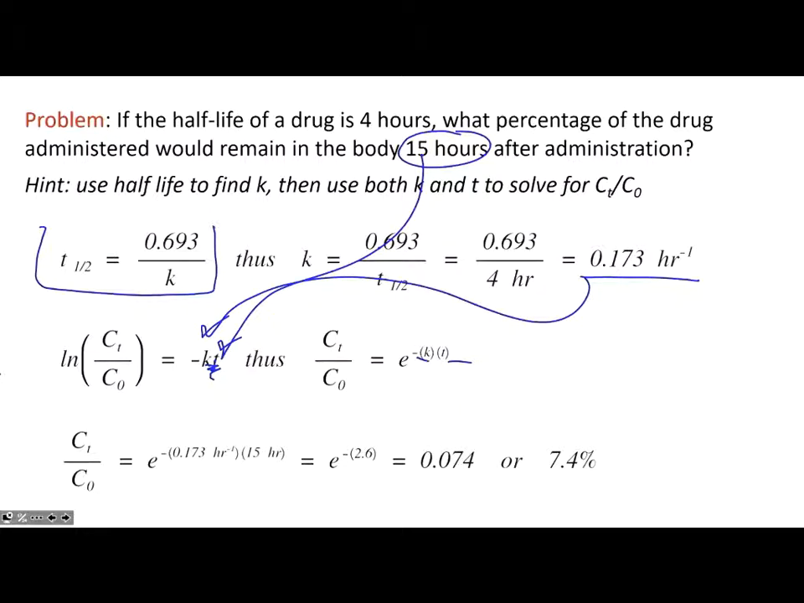So what we just said is that if a drug has a half-life of 4 hours, then after 15 hours, which is multiple iterations of the half-life, how much of my initial dose is left? 7.4%. And that's kind of cool that you can predict that. For this drug, we know that after 15 hours I'd only have 7.4% of what I started with.